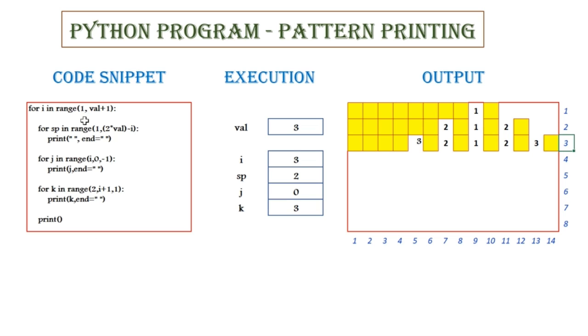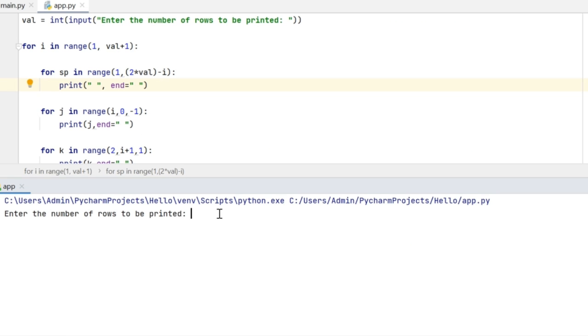And then the value of I will now become 4. So 4 comma 4. So the control comes out of this for loop and this is the result that we'll get in Python after executing this code. Let's try to execute this in PyCharm and see what result we are getting there. Enter the number of rows to be printed. I'll give 3. So I have this pattern generated for 3 rows.